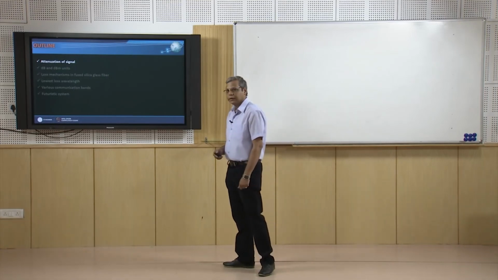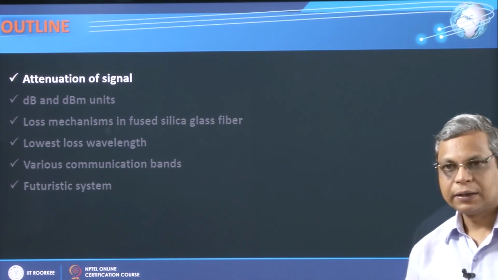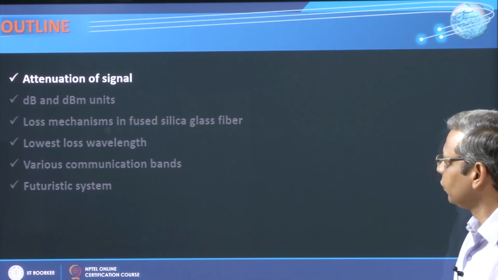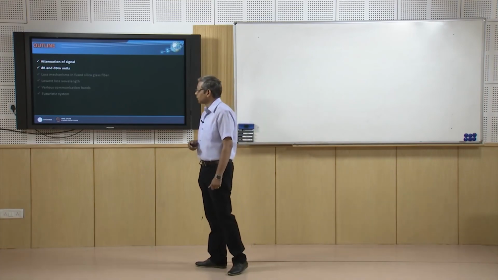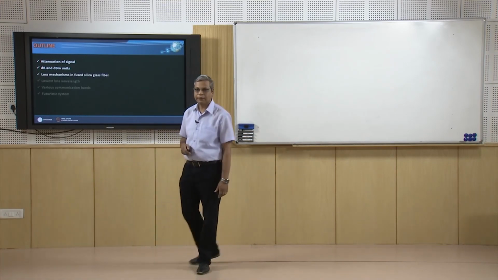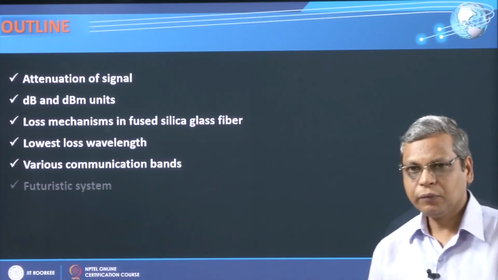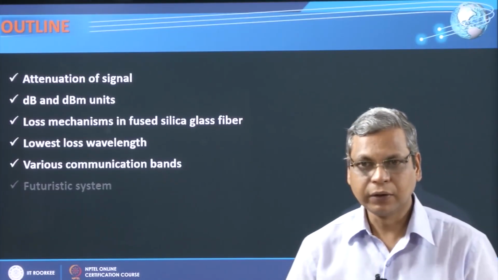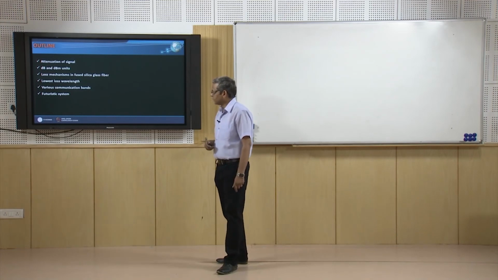and in this part I will concentrate on attenuation of signal. In order to understand attenuation of signal and do calculations, particular units, dB and dBm units, are very handy. So, we are going to look into these units. Then, what are the loss mechanisms in fused silica glass fiber? At what wavelength do you have the lowest loss? What are various communication bands? And what is a futuristic system we are looking at? So, these things we are going to do in this lecture.